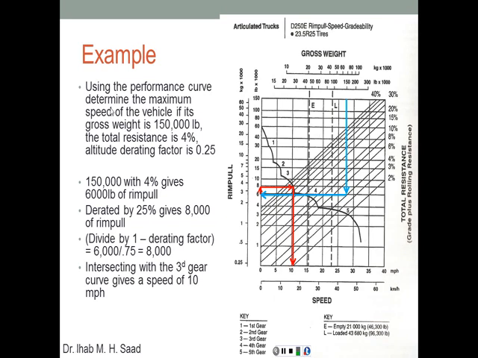So basically, that's what we were looking for. Determine the maximum speed of the vehicle. So we determined the maximum speed is going to be 10 miles per hour.